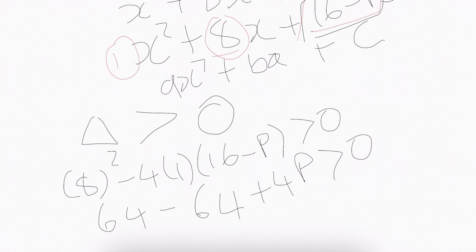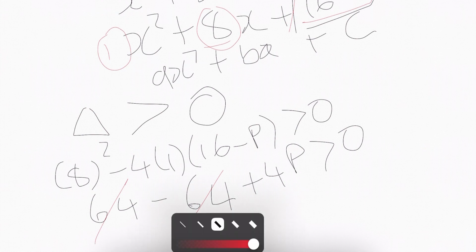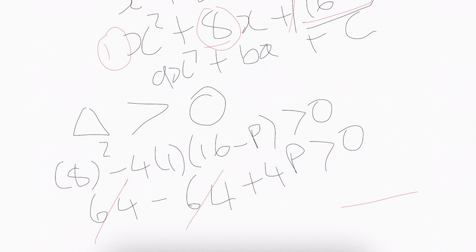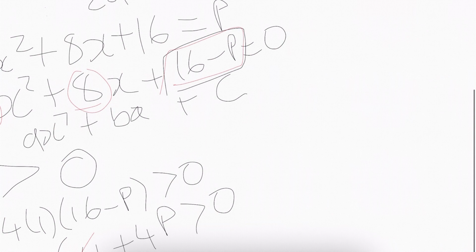Here you should notice that your 64 and minus 64 are cancelling each other, right? That's what the math is telling us. These guys over here, they cancel each other. So to create some space, let's rather shift to this side. Let's take our problem to this side.